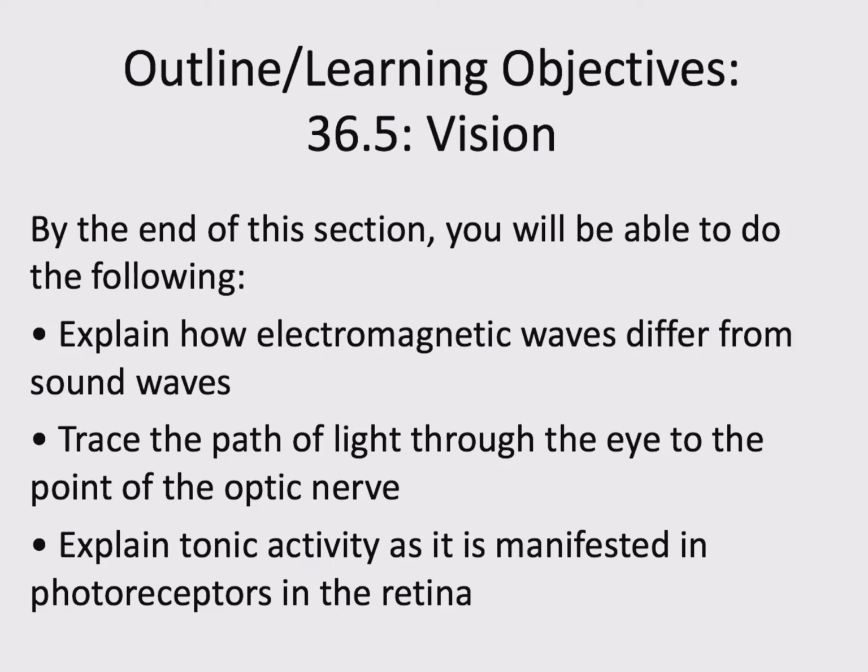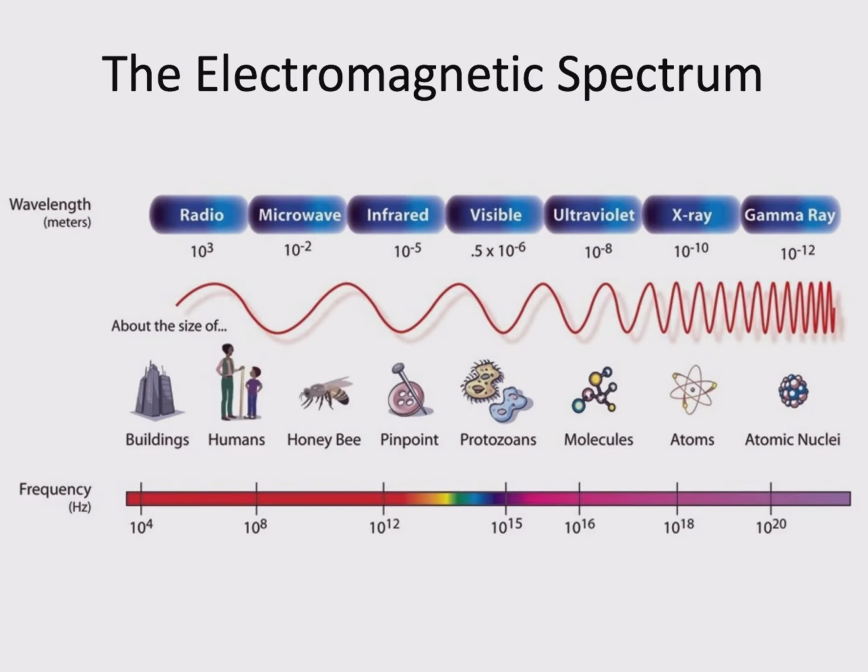When we see stuff, what we are seeing is light. So here's an old figure that may look familiar from BISC 130. What we're seeing is visible light here, part of the electromagnetic spectrum. So radio waves, microwaves, visible light, x-rays, gamma rays, these are all the same thing. This is all electromagnetic radiation.